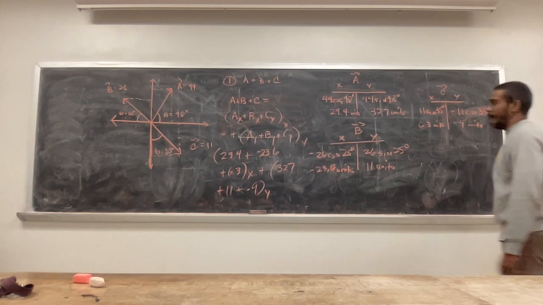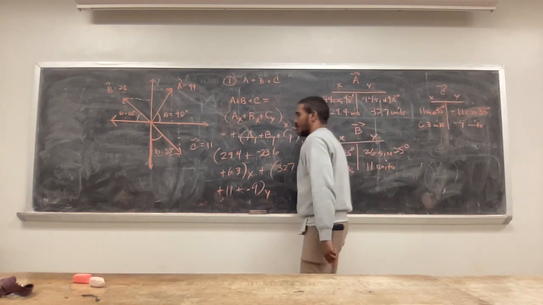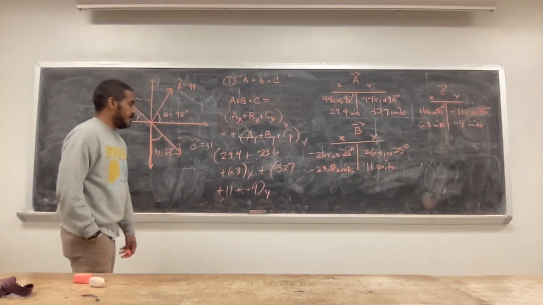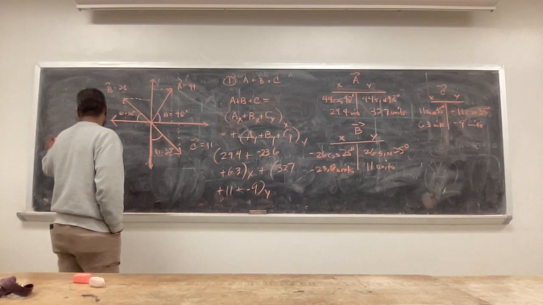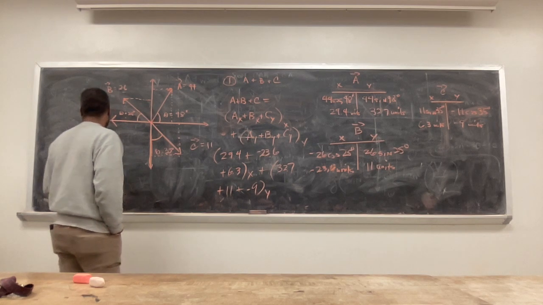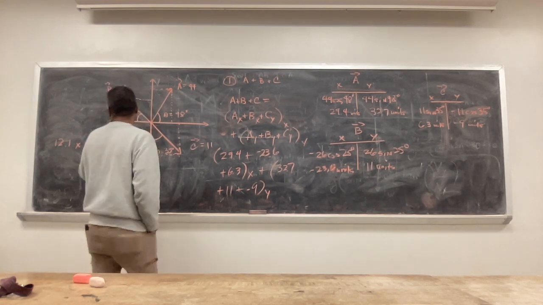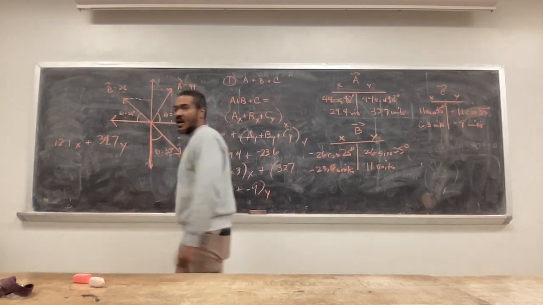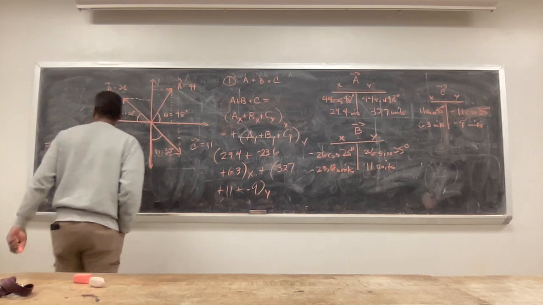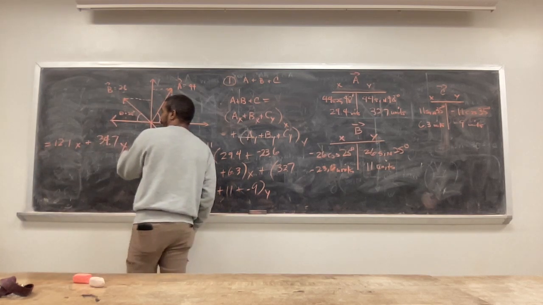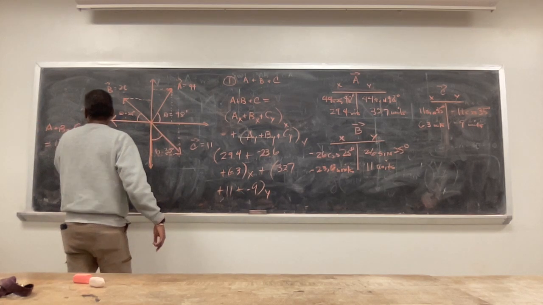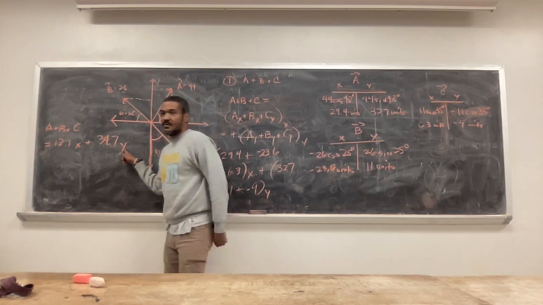All right, so what's the final result, somebody? I got 12.1 for the X. So 12.1, and then we're gonna write X there, plus what? 34.7 for the Y. So this is my resultant vector right here, an X and a Y component. So this is what A plus B plus C equals.